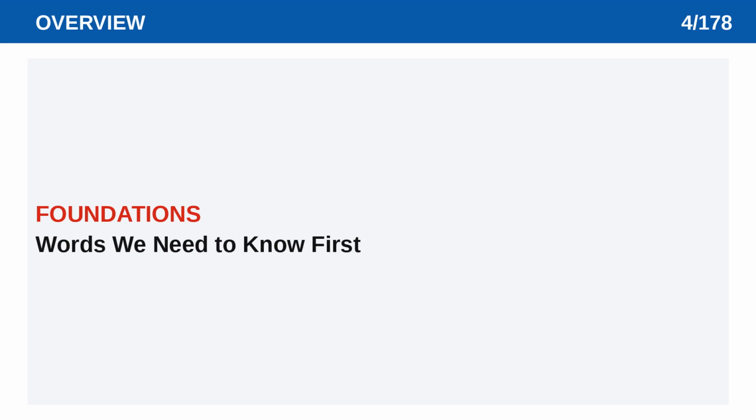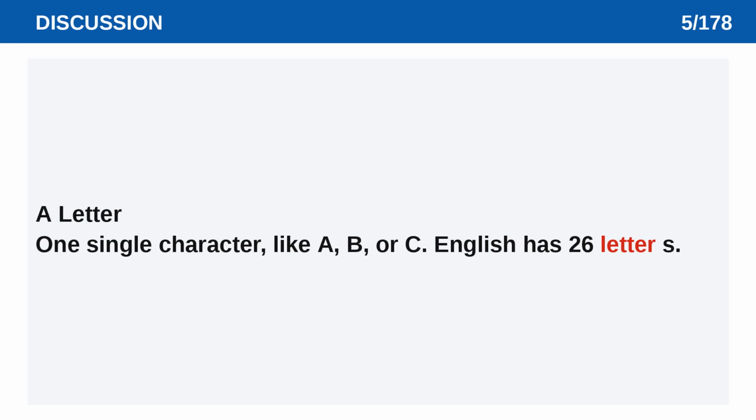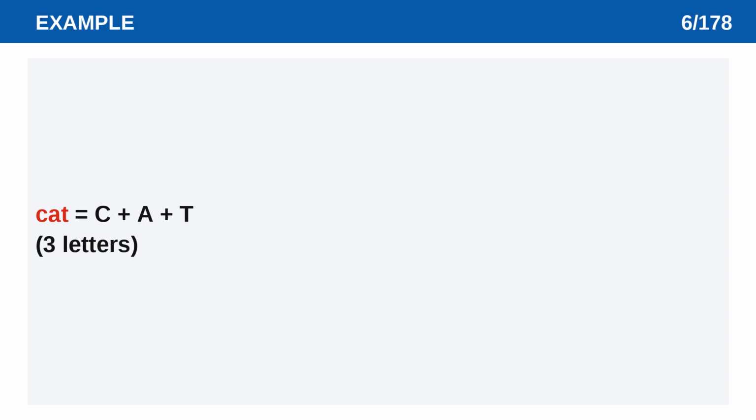Before we begin, let's make sure we understand a few basic words. This will make the rest of the lesson much easier to follow. First, what is a letter? A letter is one single character, like A, B, or C. English has 26 letters in total. The word cat has 3 letters, C, A, and T.